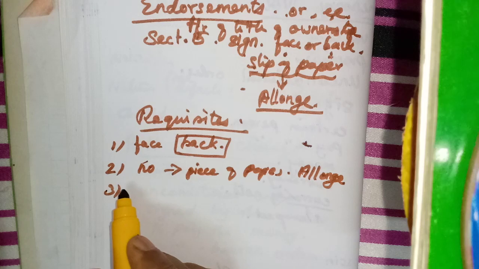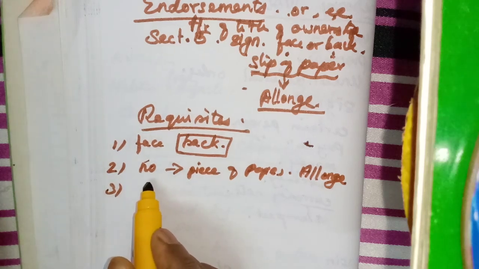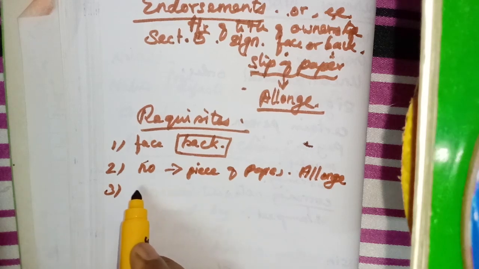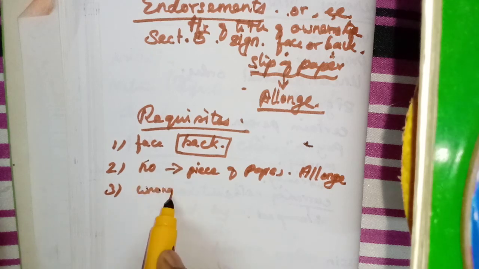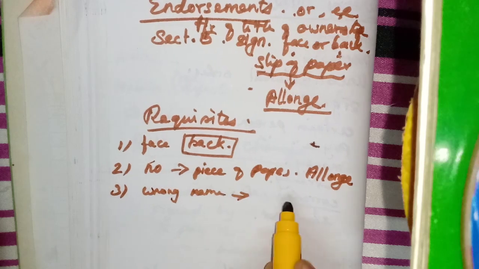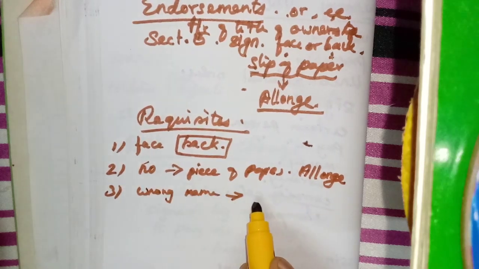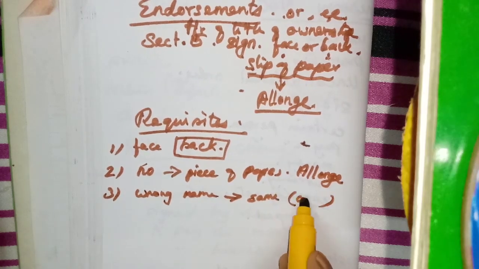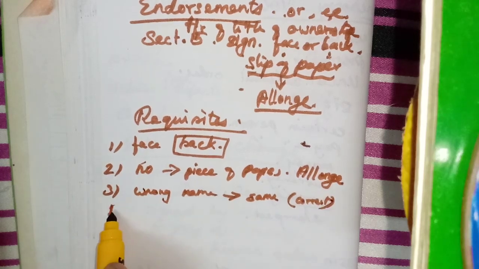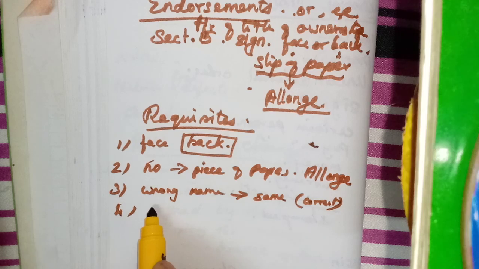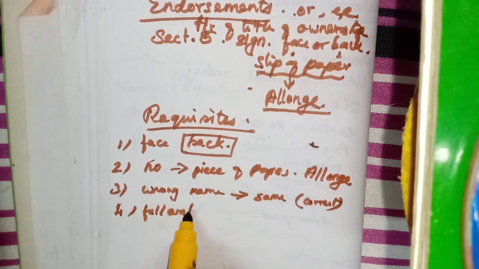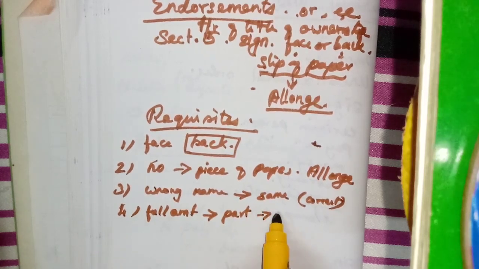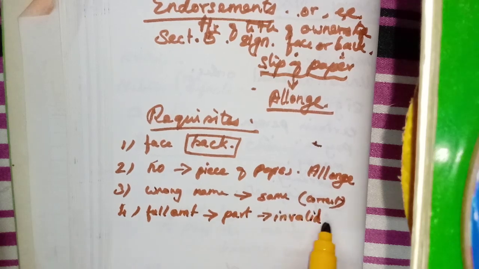Then third one, sometimes the endorsee's name will be written wrongly by the endorser. Then the endorsee should sign with the same spelling, the same spelling. After that, in brackets, he can write his correct name. Understand? Then the endorsement will be done for the full amount only. If any endorsement is done for any part of the amount of the document, it will be invalid. It does not have any value.